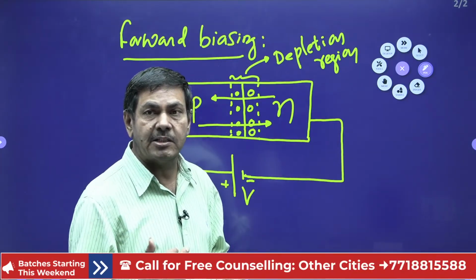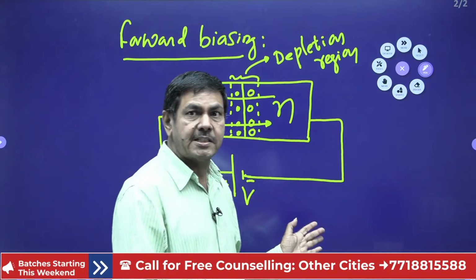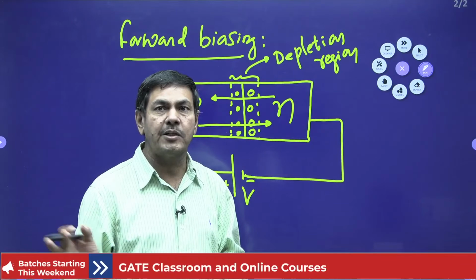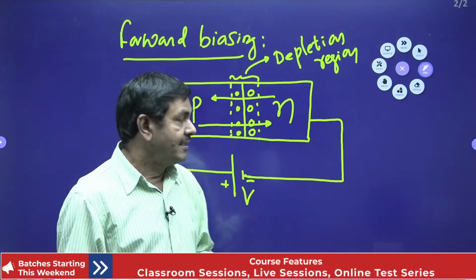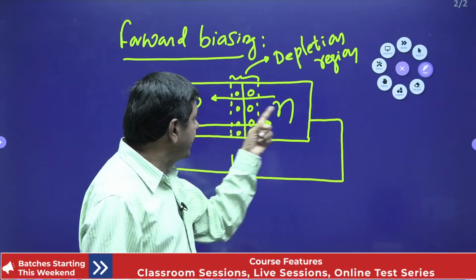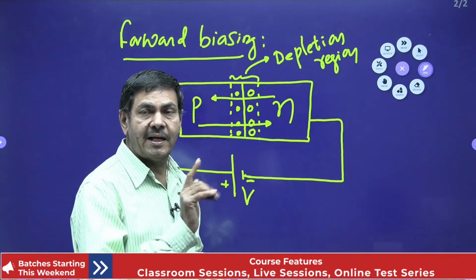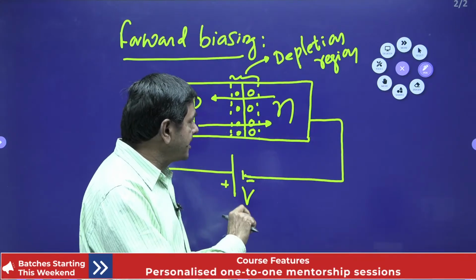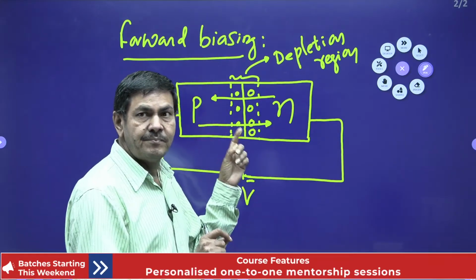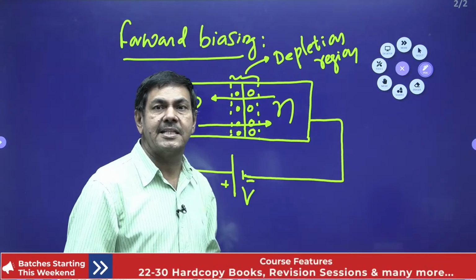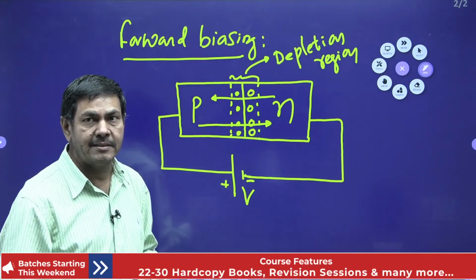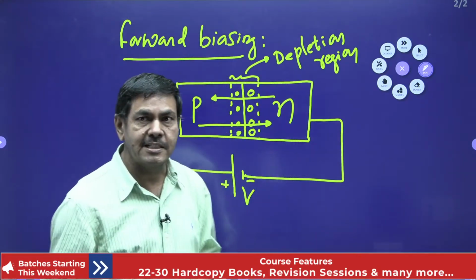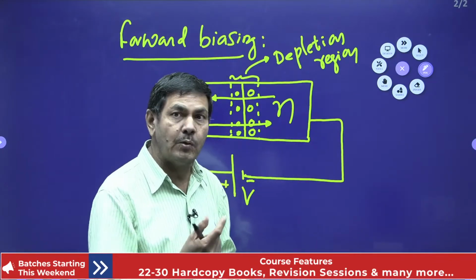That means the reverse saturation current, the drift current, is going to decrease. The reverse saturation current is denoted by the symbol I naught. From P to N, current flows due to the majority carriers. The current which passes from the N-type to P-type due to the minority carriers is said to be the reverse saturation current. The summation of these two currents gives the total net current, and that current is nothing but the diode current.